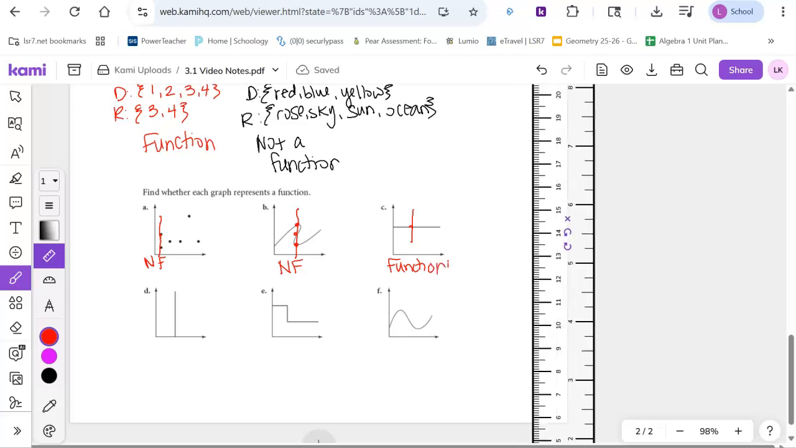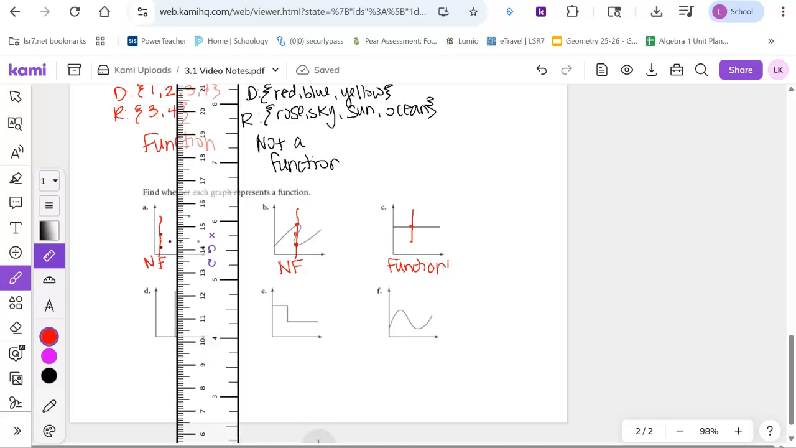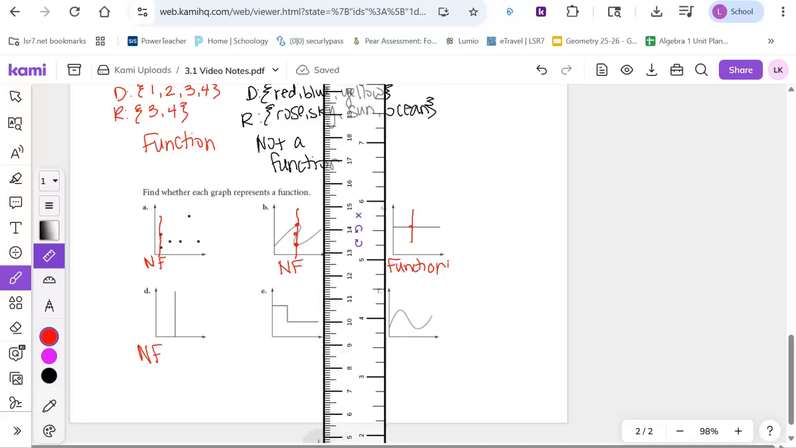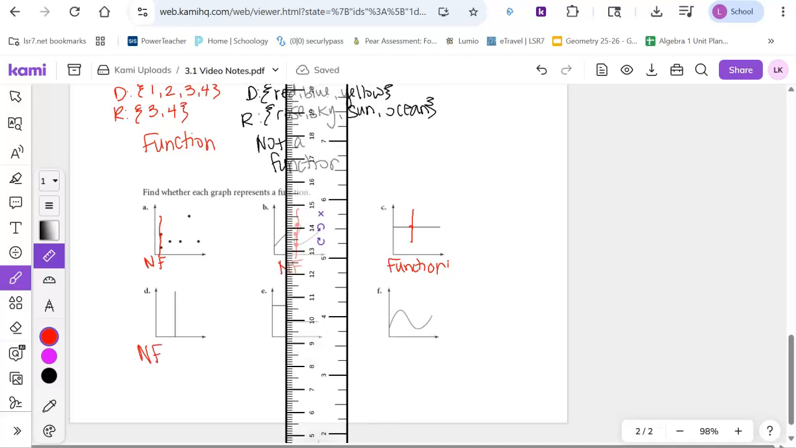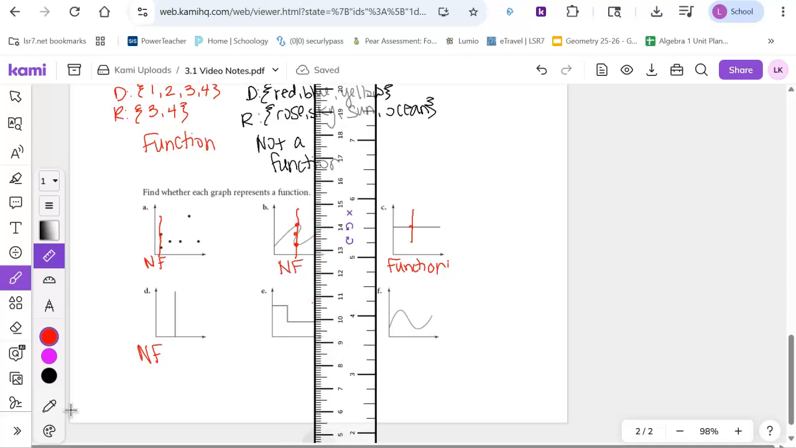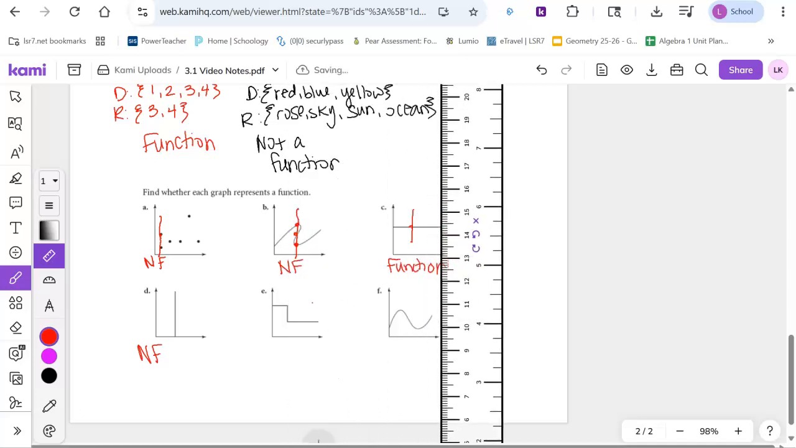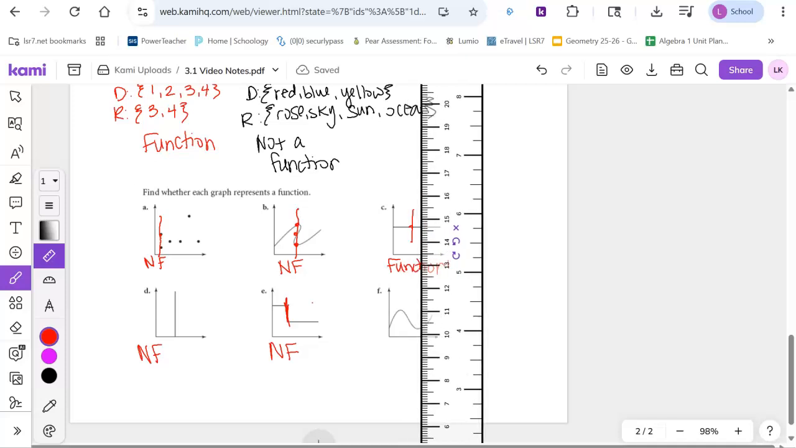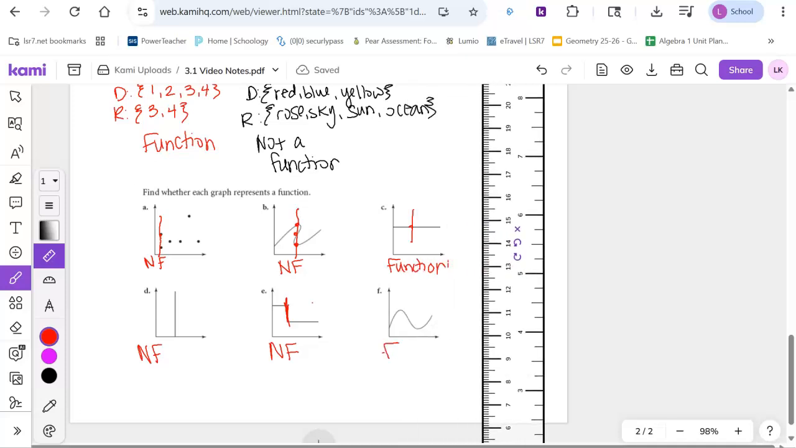Okay, now if we look at D, that's one line. A vertical line is not a function. E, good, good, good. Oh, multiple spots right there. Oh, right there. So this one's not a function. We go through this. F is a function.